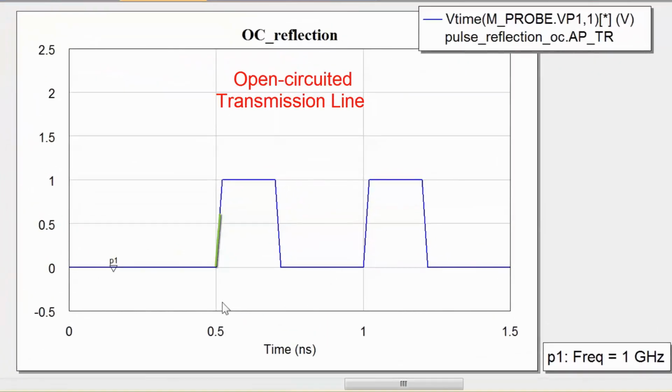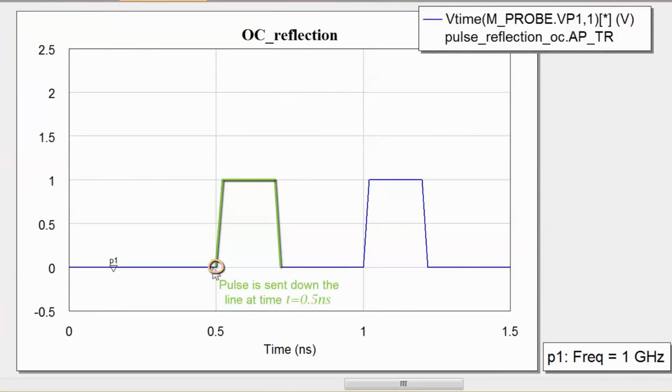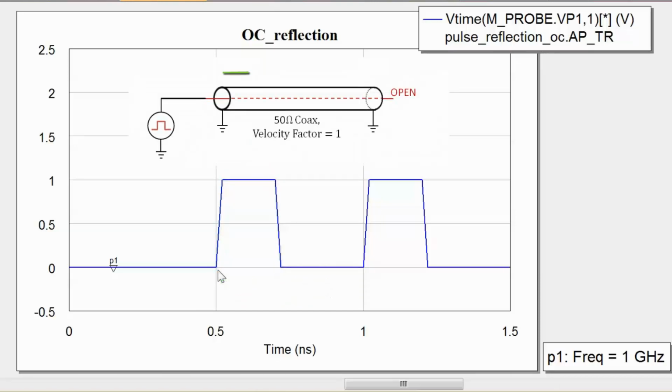We send a pulse down the line at time equals 0.5 nanoseconds. So at 0.5 nanoseconds, our generator starts producing the pulse. And then the pulse travels all the way down the end of the line. And of course, because in this case we have an open circuit, the voltage pulse gets reflected in its entirety and comes back to the generator.